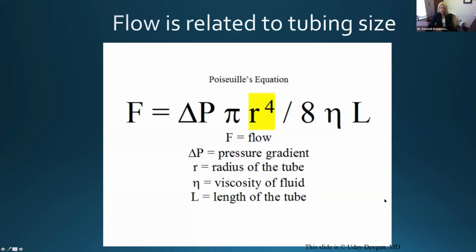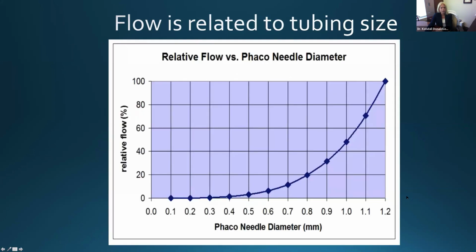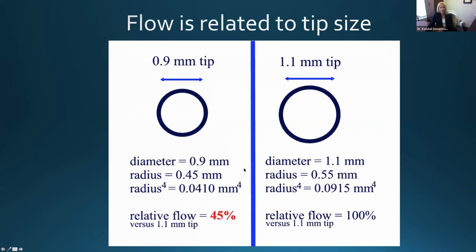I just want to go briefly into tubing size and tip size. So you can see the flow is directly dependent on the radius of our tubing here to the fourth power, okay? And also the pressure gradient, which can be created through how high your bag is. So let's go into that. We can see that the flow is increased as the phaco needle tip diameter is larger. So if we have a larger diameter tip, then the flow can be higher. Makes sense. Okay, and we can see here, again, we get higher flows with larger tips.